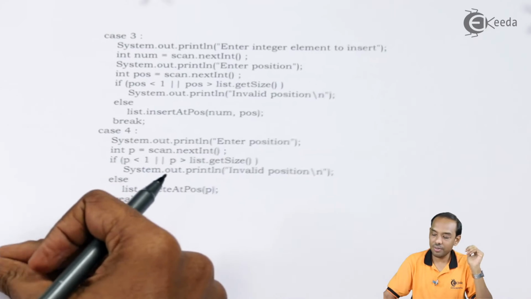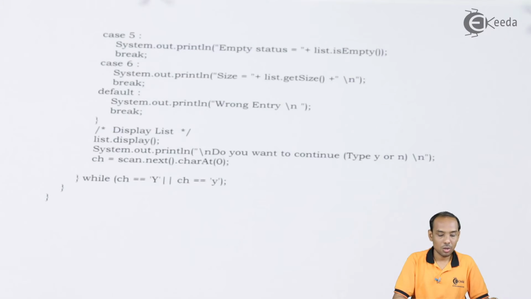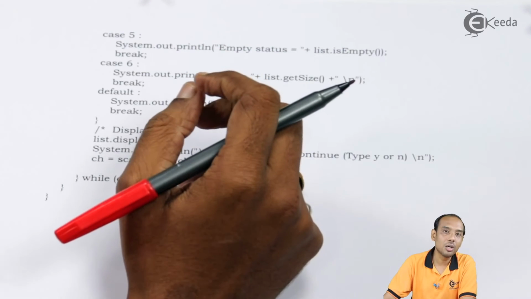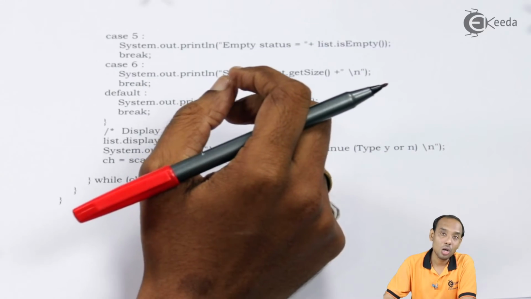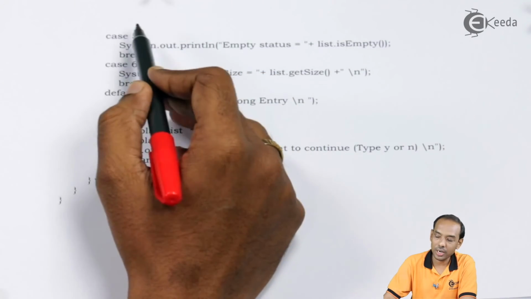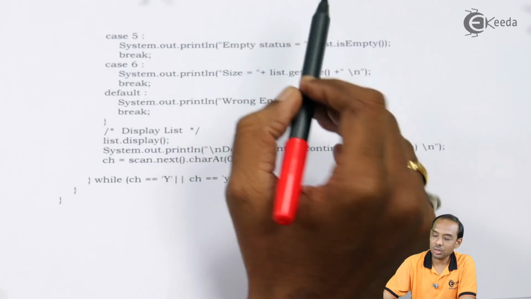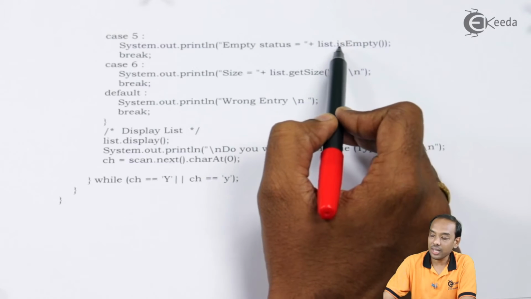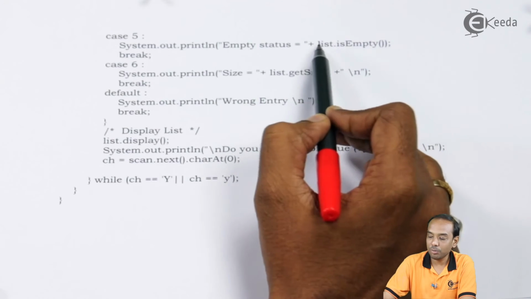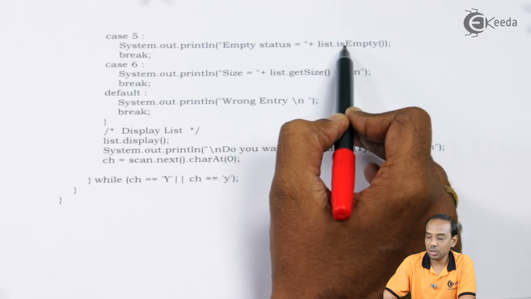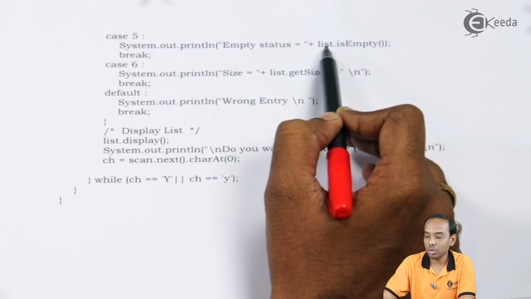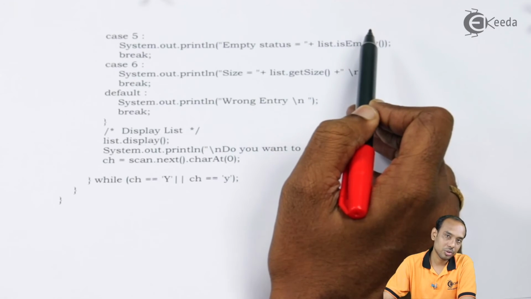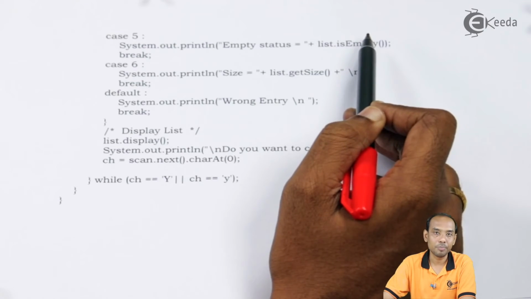Okay, once we are done with this case, we also need to check whether the list is empty or not. Case number 5 is to get the empty status. In this case, I'm going to call the method called is empty, based on which object? That is list. So I'm going to write list dot is empty. This is going to return me true or false, since it is a boolean type.